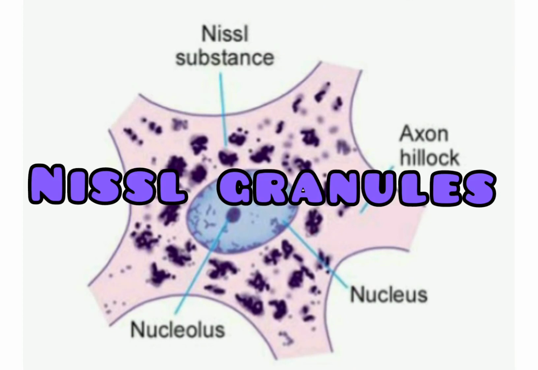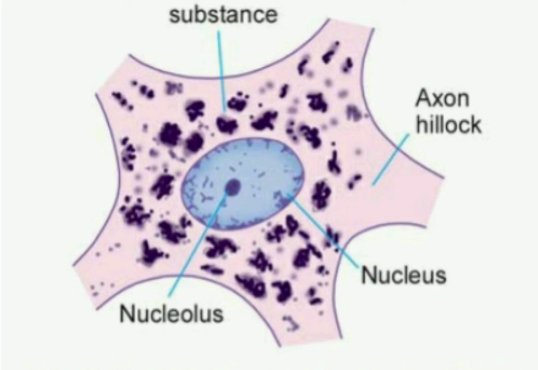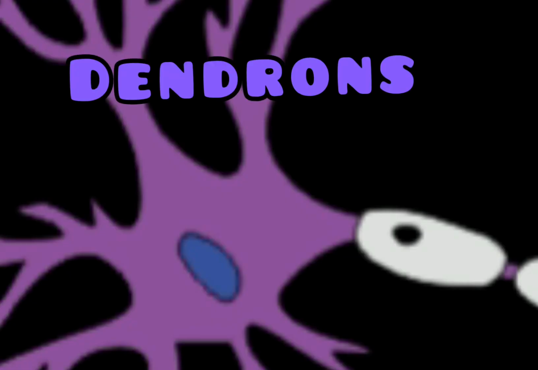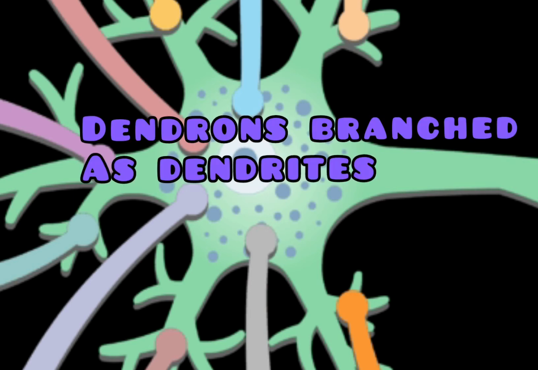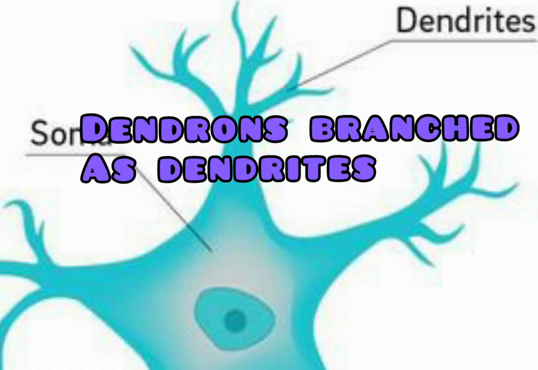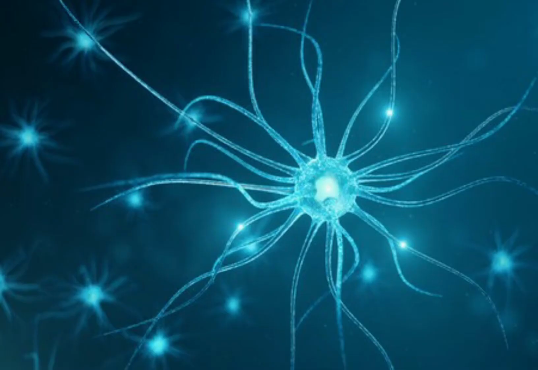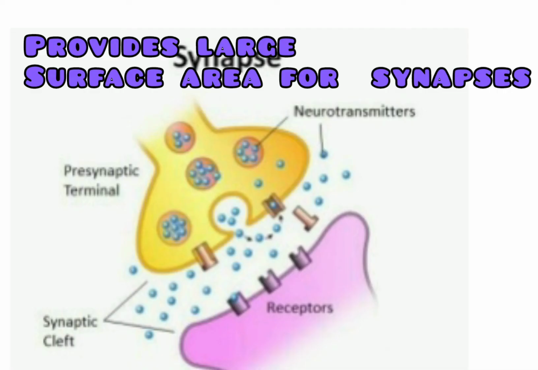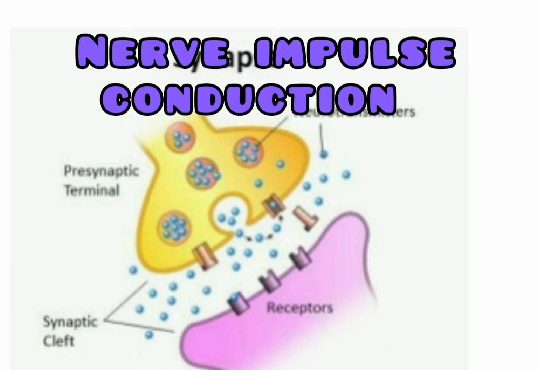Very fine fibrils are present here known as neurofibrils. They are involved in the transmission of impulses. Next are dendrons. These are the short, highly branched and tapered projections which rise from the cyton. The dendron further branches into dendrites. Dendrites also possess neurofibrils and Nissl granules. These provide a large surface area for synapse. The main function of dendron is nerve impulse conduction.